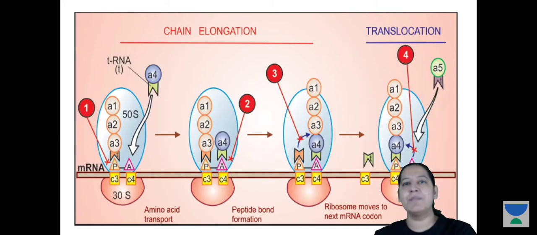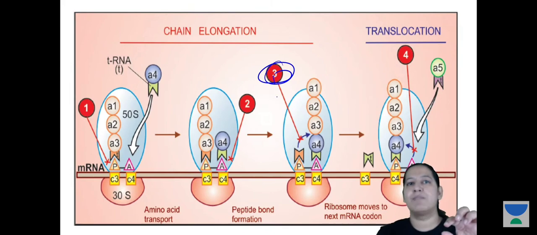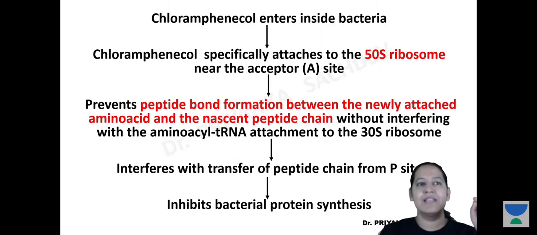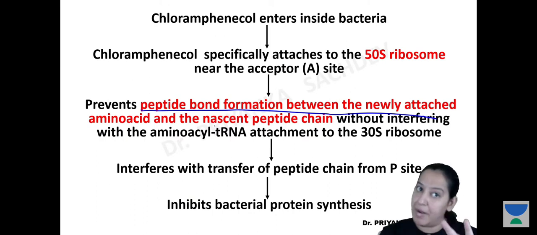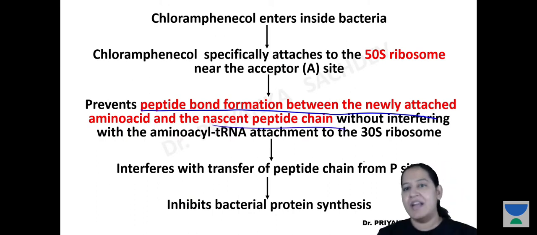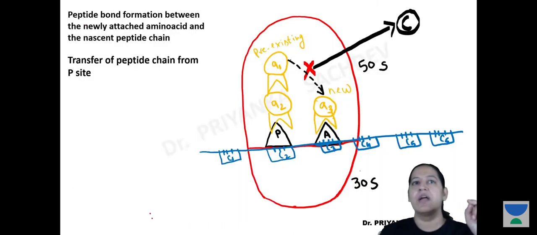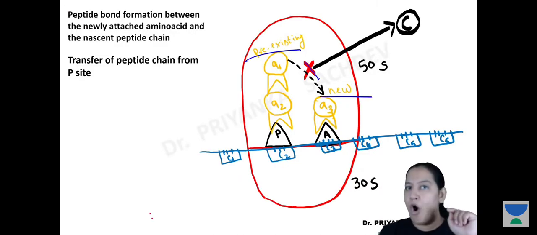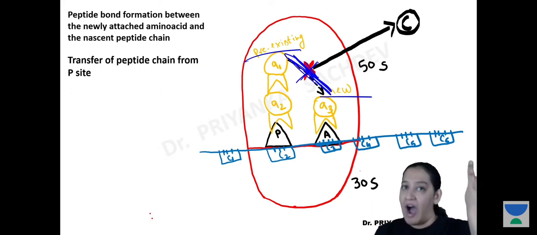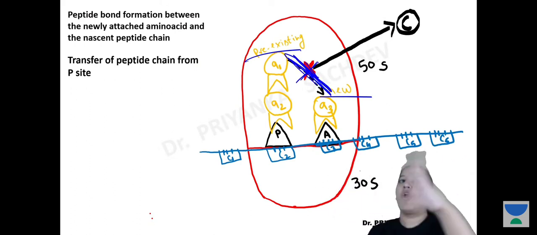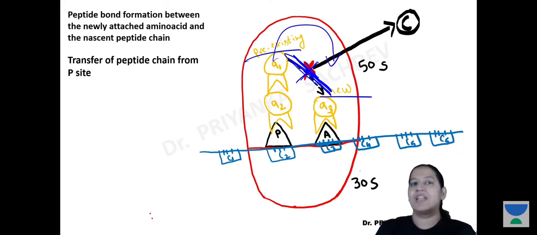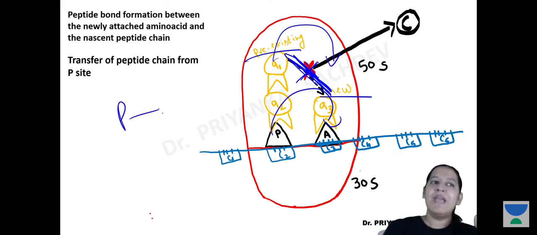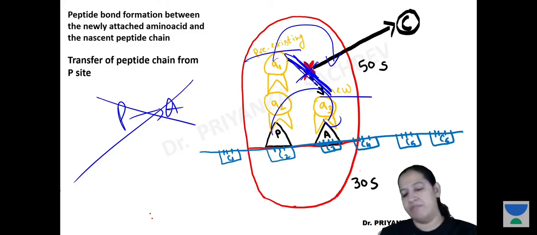So, in the mechanism of action, you can see step number 3 is blocked by chloramphenicol. That is, it is inhibiting peptide bond formation between the newly attached and the pre-existing peptide chain, and it is inhibiting P to A transfer. You know P to A transfer. So it will stop the bond formation between the pre-existing and the new one, and after bond formation, the transfer of the pre-existing to the new one, that is P to A window transfer, is blocked by chloramphenicol.